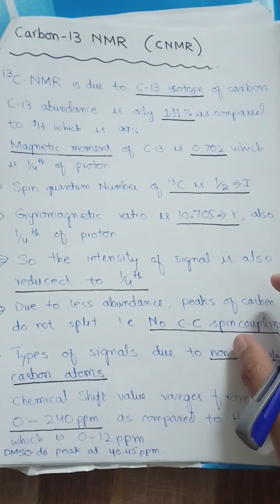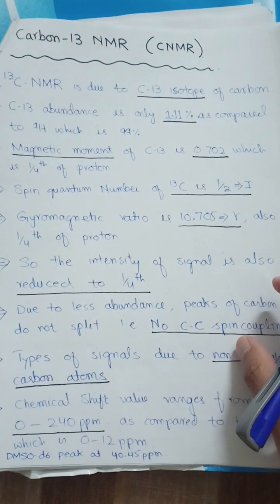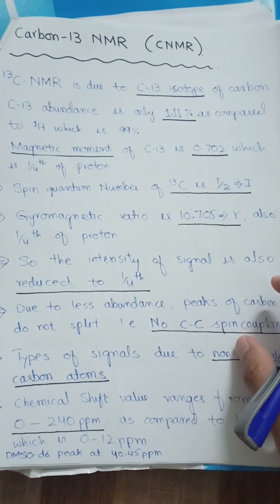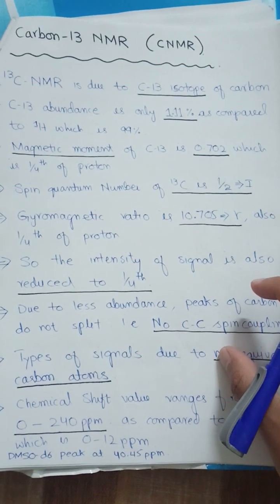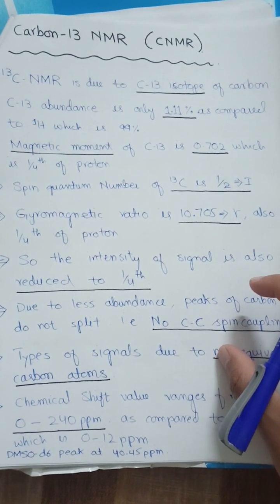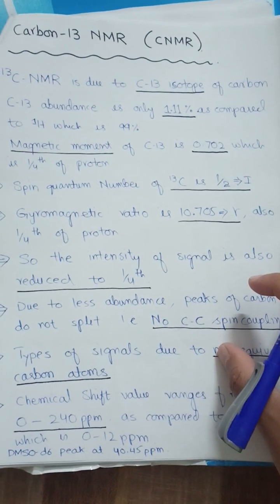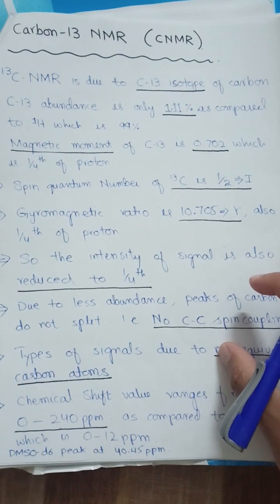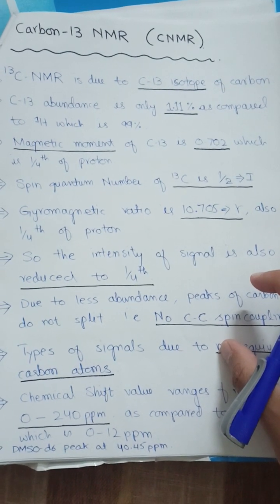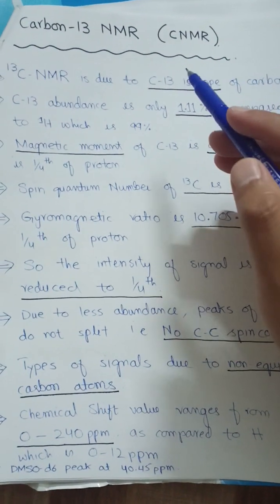Dear students, Assalamu alaikum. In this lecture video, we will discuss carbon 13 NMR or C13 NMR, and also we will discuss polarization transfer and a type of carbon NMR which is C-DEPT, that is distortionless enhancement by polarization transfer. So let us discuss one by one.